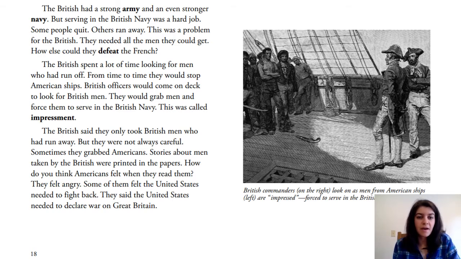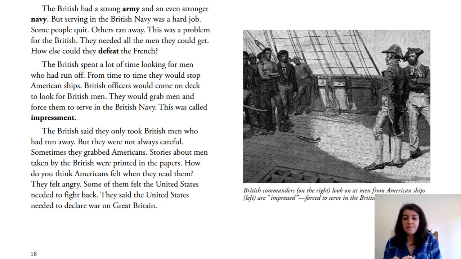From time to time, they would stop American ships. British officers would come on deck to look for British men. They would grab men and force them to serve in the British Navy. This was called impressment. So why did the British need all the men they could get? People were quitting the Navy and running away. They needed more men to defeat the French.